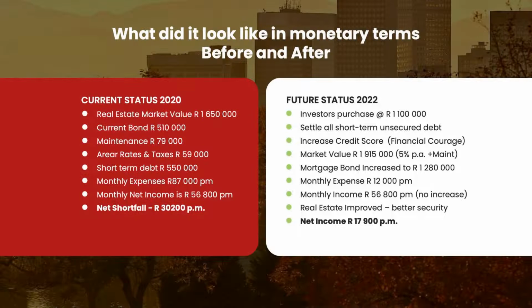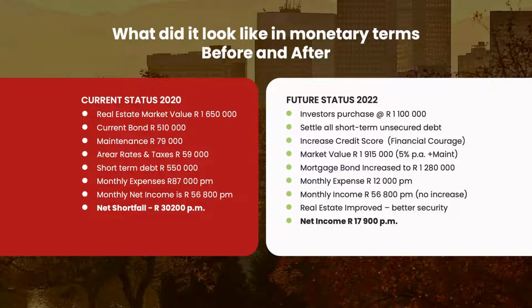What did it look like in monetary terms before and after? In 2020, the owner's real estate market value was 1,650,000 rand, and their bond was 510,000 rand. The maintenance cost was 79,000 rand, arrear rates and taxes were 59,000 rand, and their short-term debt was 550,000 rand. With their monthly expenses of around 87,000 rand per month and a monthly net income of 56,800 rand per month, the homeowners were left with a net shortfall of 30,200 rand per month.